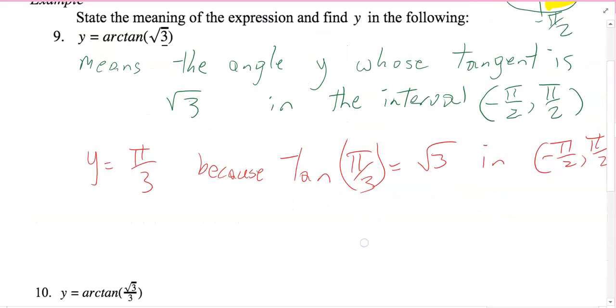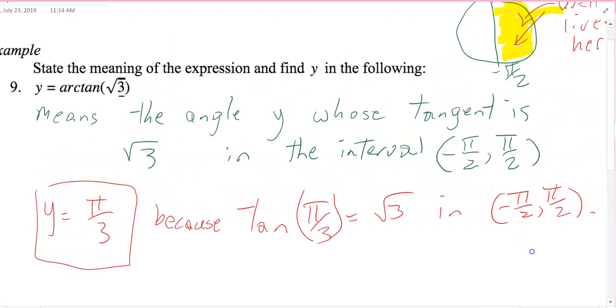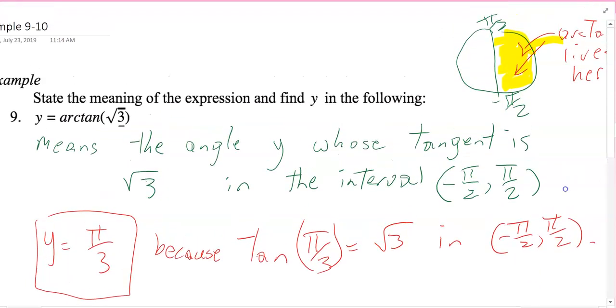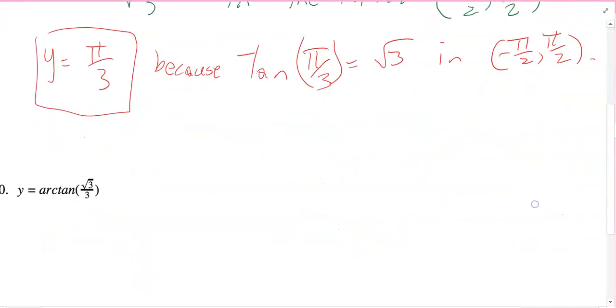Let's look at an example. y is equal to arctan of radical 3. This means the angle whose tangent is radical 3 in the interval -pi/2 to pi/2. So y is equal to pi/3 is the answer, because the tangent of pi/3 is equal to radical 3 in the interval -pi/2 to pi/2. Again, looking at the unit circle, the arctan lives on the interval negative pi over 2 to pi over 2. That is on the right side of the unit circle.